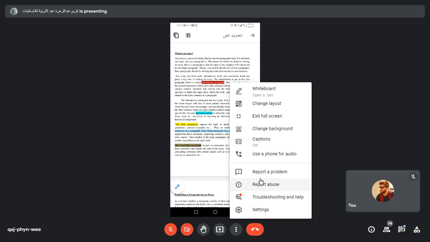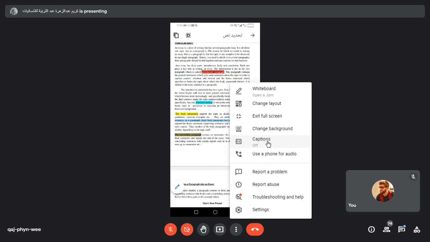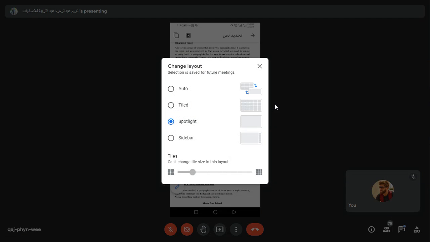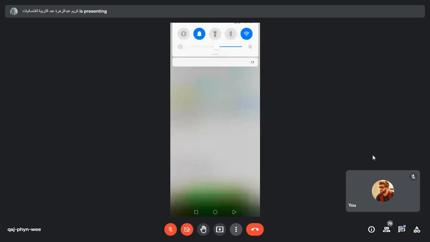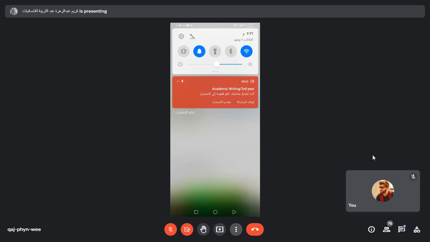Okay? Not a must. The number of the body paragraphs varies from one essay to another depending on the topic itself. The number of body paragraphs is open. The introductory paragraph is one, the conclusion is usually one, but the body varies from one essay to another depending on the topic that you are discussing.